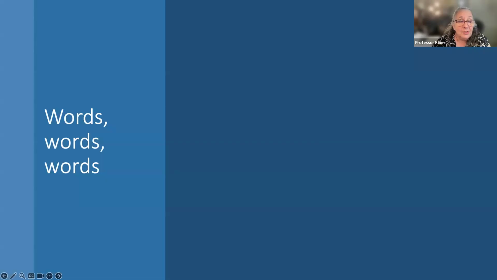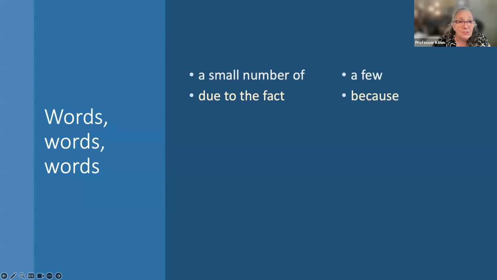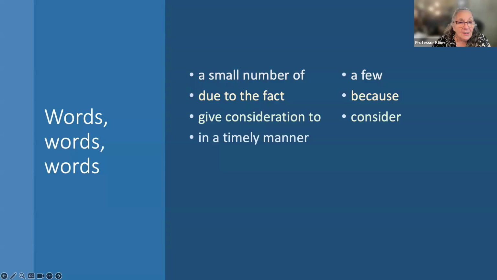I'm sure that you may appreciate this now that you've had to deal with your word limit, which I know many of you were struggling with. So again, let's talk about some ways you can cut your word limit down. Instead of saying a small number of, you can say a few. Instead of saying due to the fact, you can say because. Instead of saying give consideration to, you can simply say consider. In a timely manner, you can just say promptly.